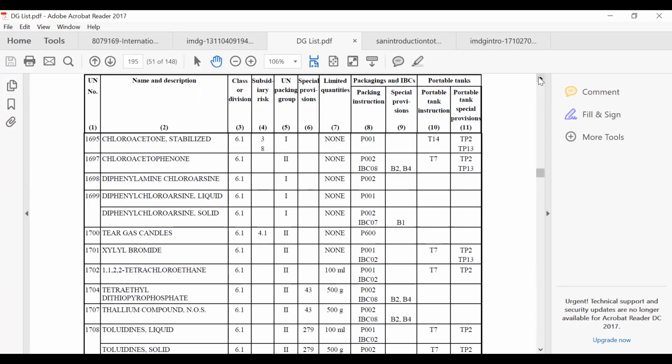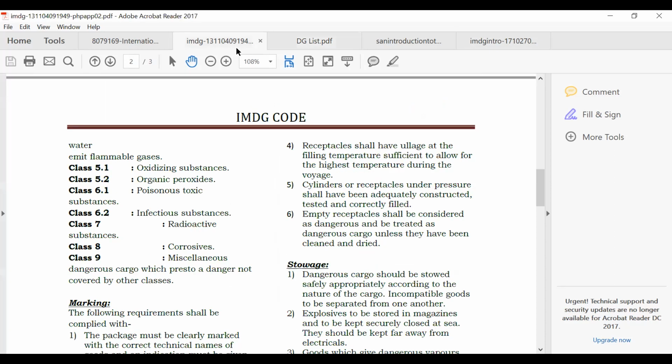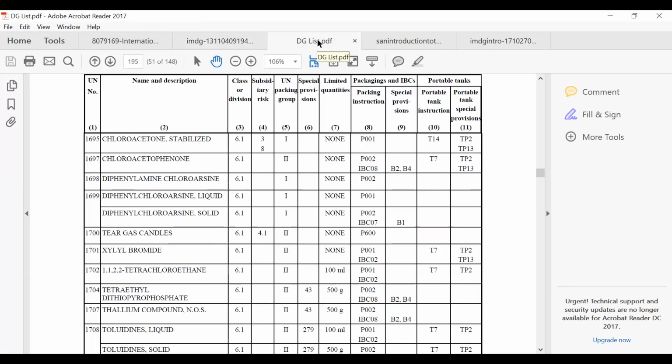Then the class is 6.1. 6.1 is poisonous toxic substances. Thank you. That's good. Now subsidiary risks. Did you see the next item on the table? Yes, subsidiary risks.